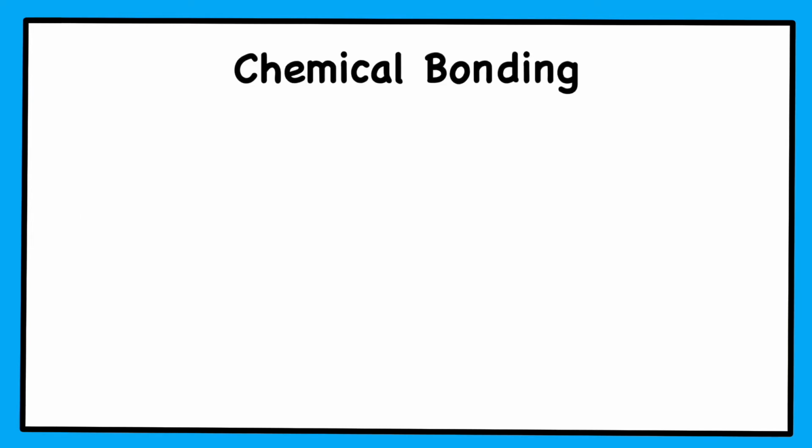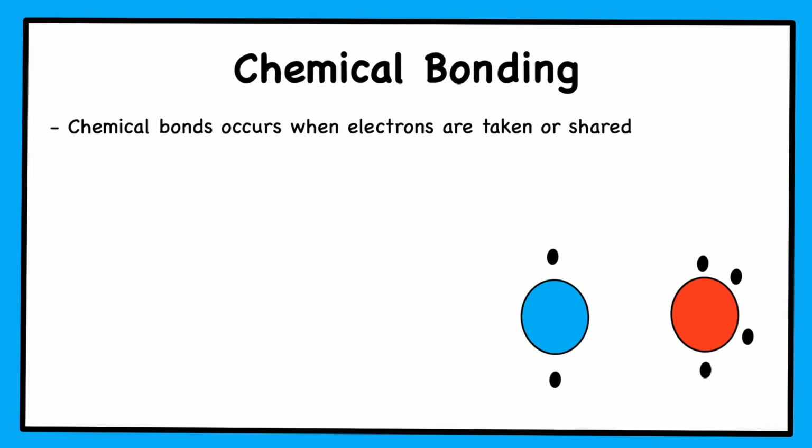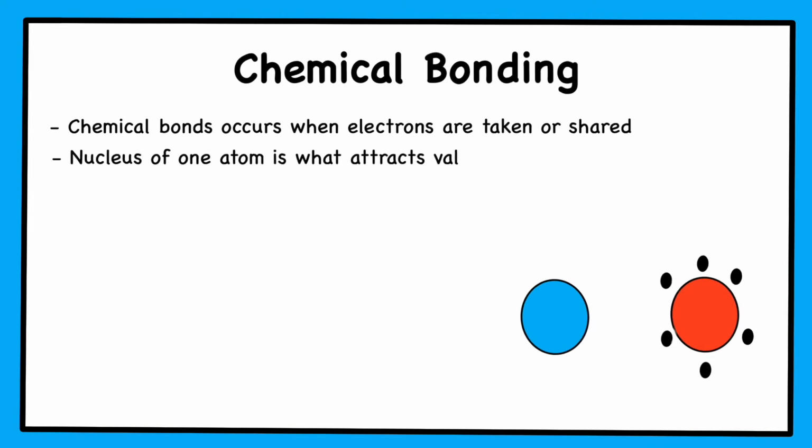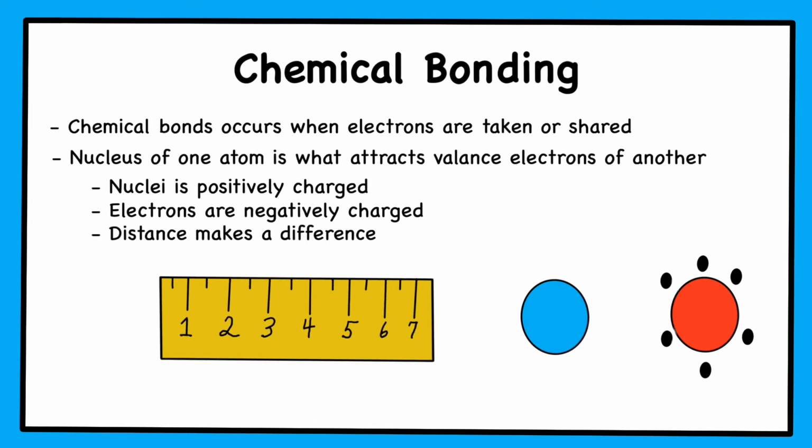As we have stated in past videos, chemical bonds occur when electrons either are shared or given to another atom. The nucleus of one atom is what attracts the valence electrons of another atom. This is mainly because of the charge differentiation between the positively charged nucleus and the negatively charged electrons. As Coulomb's law states, the distance also plays a role in the attraction or repulsion of these charges. So the further away they are from each other, the weaker the attractive or repulsive forces are between them.